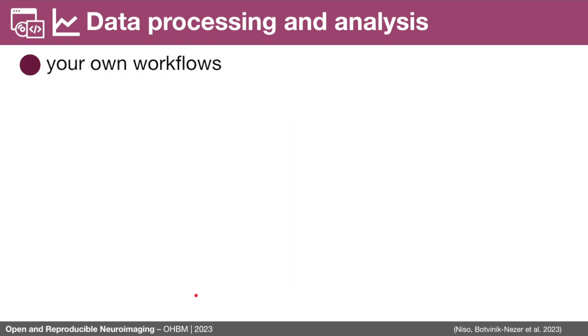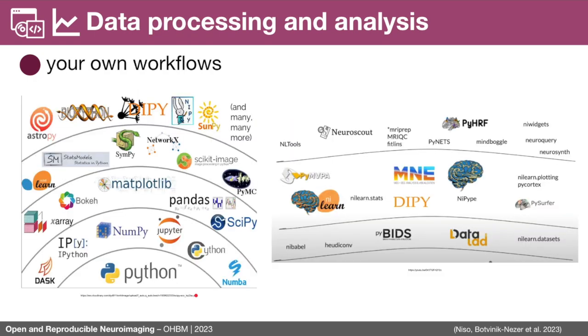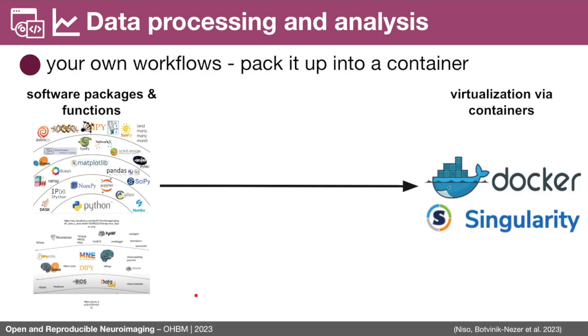Now we were thinking about your own workflows, because there are all these different potential software analysis packages, focusing on Python here, that you can use either in isolation or combined in order to run your processing analysis. So what if there's no BIDS app or other standardized workflow analysis out there supporting your analysis? Well, you could just use these tools and follow the same guidelines and principles we talked about. So you take the software packages and functions and virtualize your workflow into a software container using either Docker or Singularity.